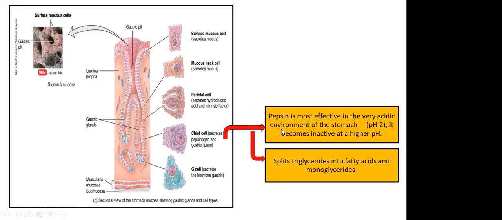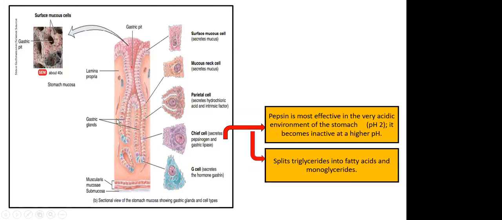These chief cells secrete pepsinogen, and they also secrete gastric lipase. Okay, actually pepsinogen is the inactive form. Pepsin is the activated form, which breaks down proteins into peptides. Another is gastric lipase. Okay. And what does it do? It splits the triglycerides into fatty acids and monoglycerides. This is the function of gastric lipase. And this is pepsinogen, the inactive form, which is converted into pepsin, and it performs this function.